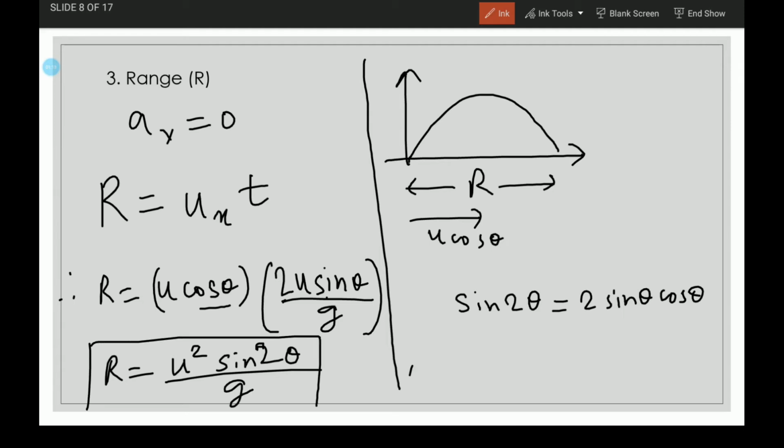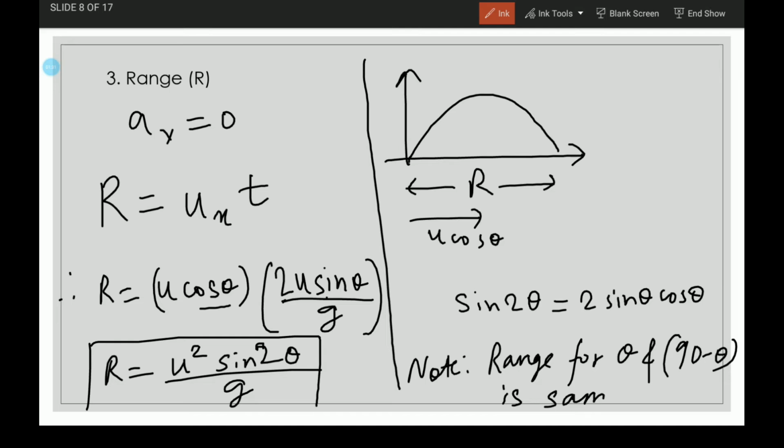Another point to note over here is that the range for the angle of elevation theta and 90 minus theta is same, something which you can check on your own.